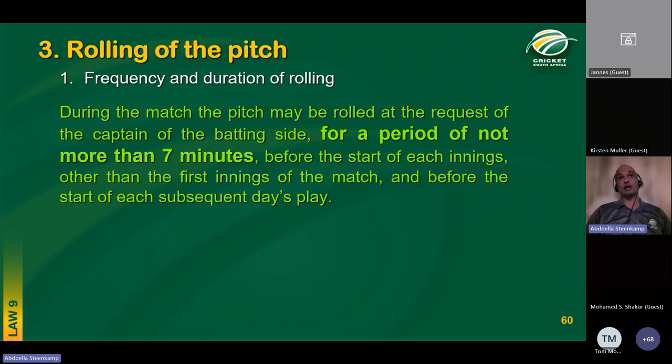If the captain says, yes, I want rolling, they will then ask the captain, and usually at your international and provincial grounds, there is more than one roller available. You'll find a heavy roller, a medium roller, and a small hand roller. You'll then ask the batting captain, which roller do you want to use? There are 3 options available, heavy, medium, and the hand roller. And the captain will then choose, let's say, the medium roller.